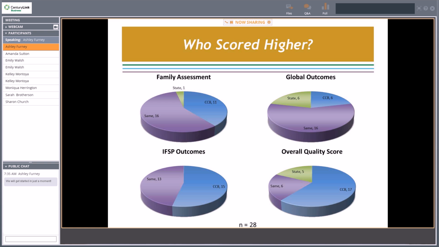So we're doing pretty good on the family assessment and global outcomes. And then on the IFSP outcomes, we can see the CCB scored higher quite a bit, and that's affecting the overall quality score. So we'll just try to increase that purple and get the same scores more often.